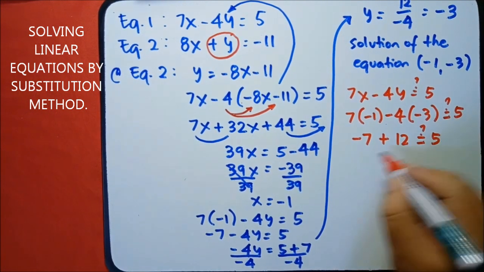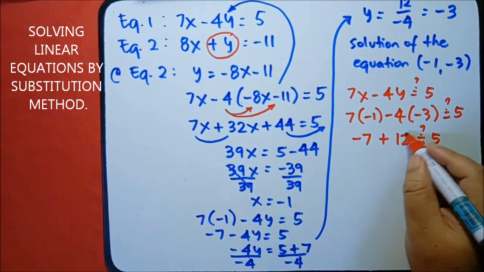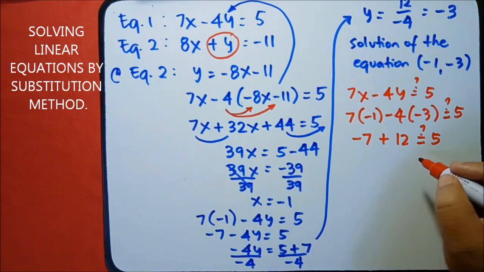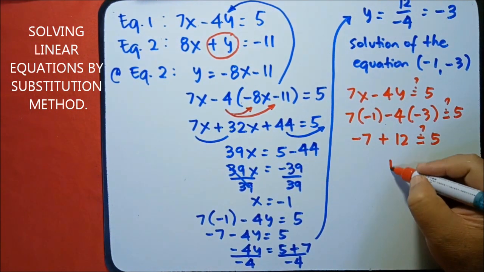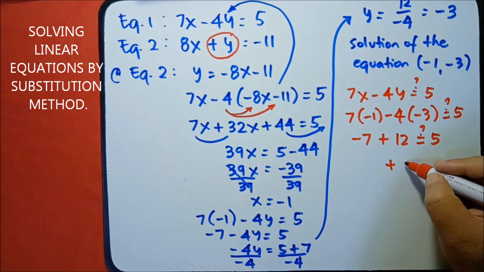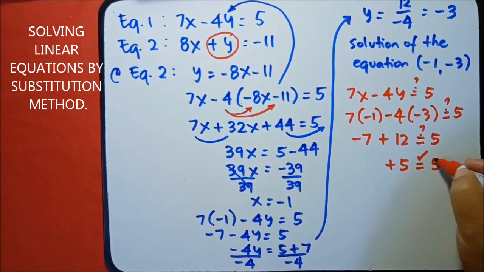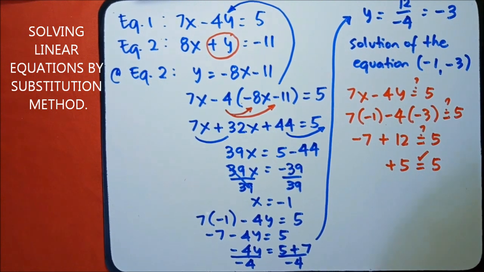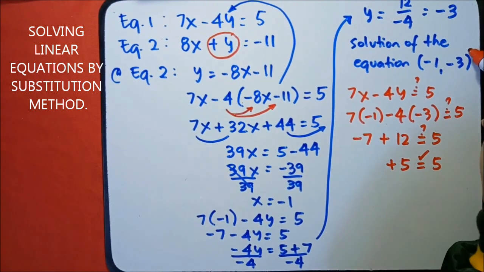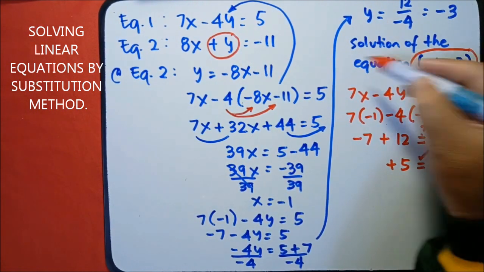Okay, let us check. Negative 7 plus 12. 12 is greater than 7. So, copy the sign of 12. So, this will become positive. 12 minus 7 is 5. Okay, so, this is correct. Positive 5 and 5 are just the same. So our solution is correct.